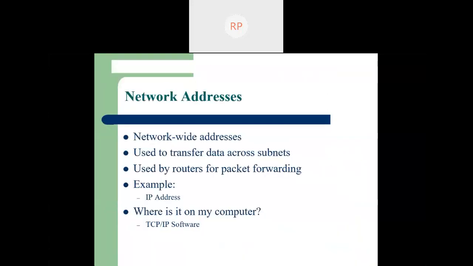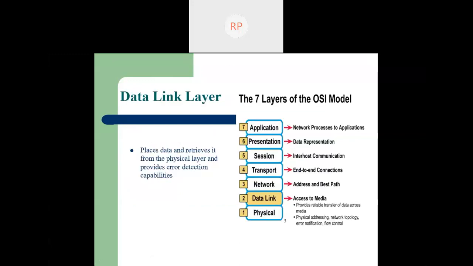Network addresses: you have to use IP addresses here, network-wide addresses used to transfer data across the subnets, also used by the routers for packet forwarding. Example is the IP address. Where is it on my computer? The IP address is mentioned in the TCP/IP software. Okay, so the next layer is the data link layer.